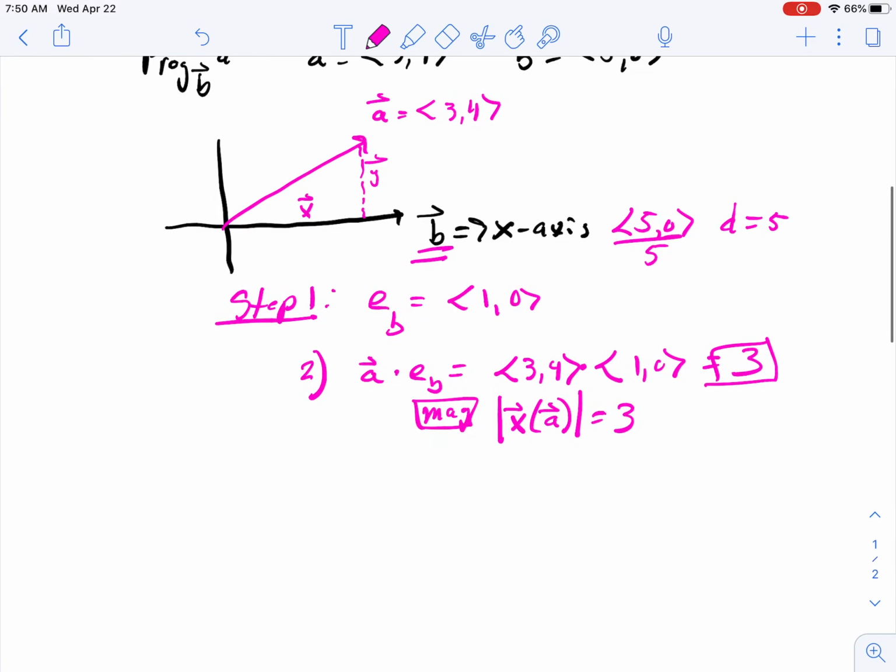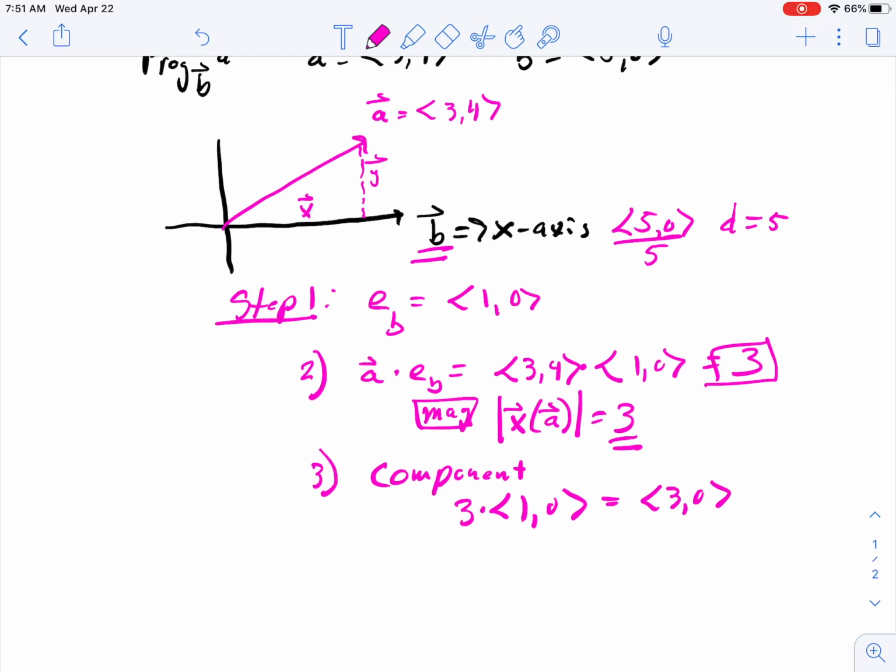Now, if I wanted it as a component, okay, so what's my component then? Because I got my magnitude, well, notice I take my magnitude, 3, times 1, 0, and I would get 3, comma 0. And notice that would be my new x component of A, like so. Okay? And that's all you're doing.